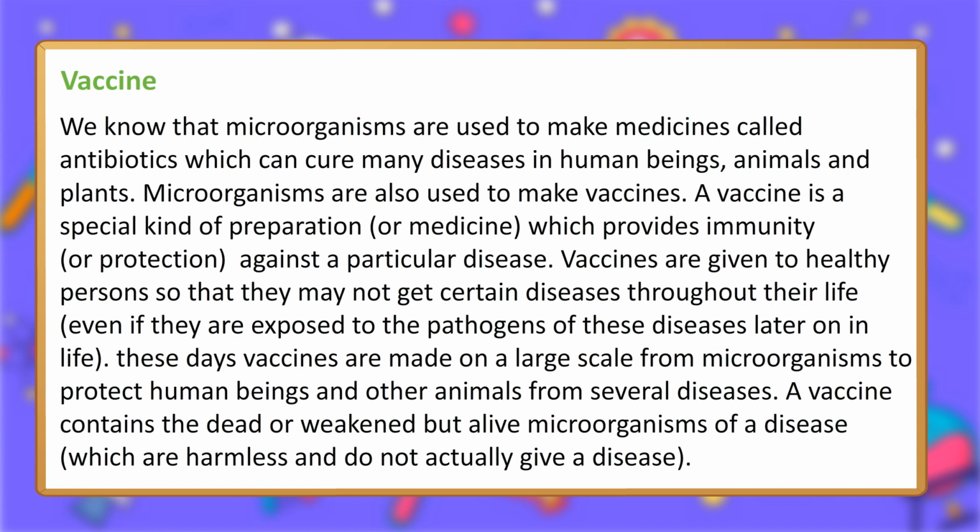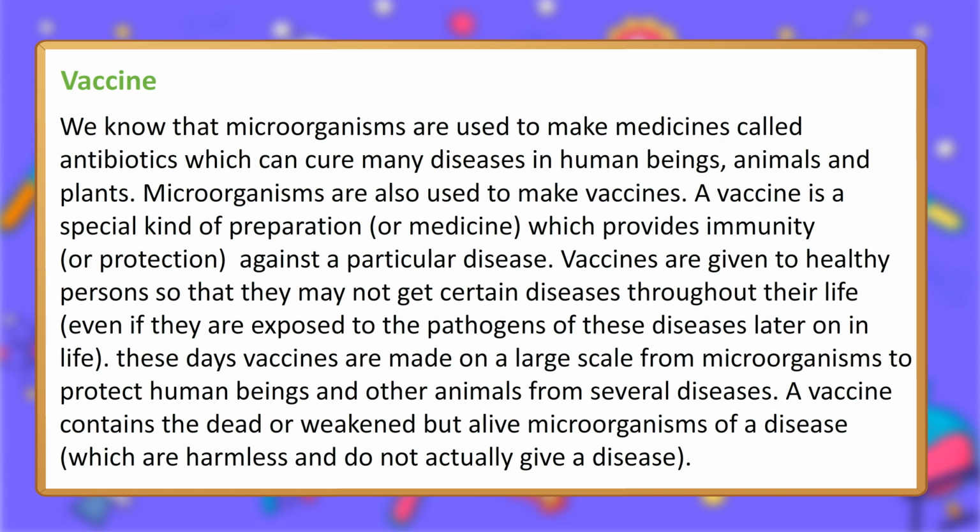Vaccine. We know that microorganisms are used to make medicines called antibiotics which can cure many diseases in human beings, animals and plants. Microorganisms are also used to make vaccines. A vaccine is a special kind of preparation, or medicine, which provides immunity, or protection, against a particular disease. Vaccines are given to healthy persons so that they may not get certain diseases throughout their life, even if they are exposed to the pathogens of these diseases later on in life.